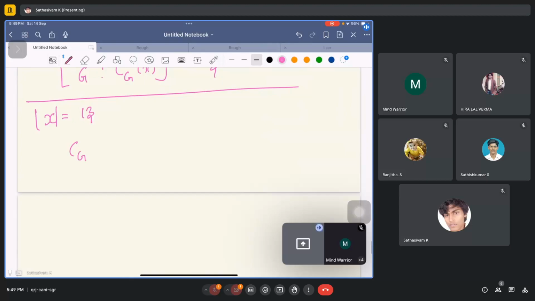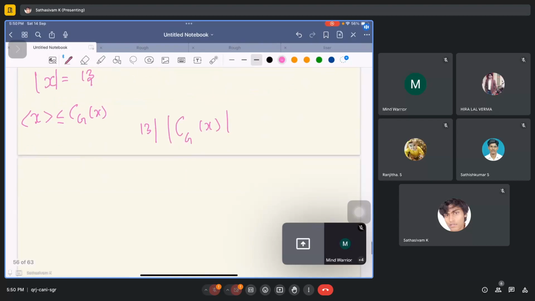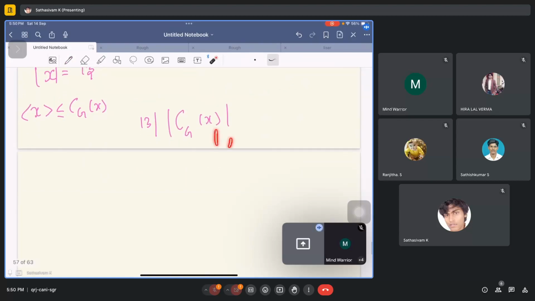So let's do the same thing again. We look at the centralizer of x in G. The centralizer contains the subgroup generated by x. So this has an order greater than or equal to 13, right? I cannot write something like this, this is wrong. So 13 divides the order of the centralizer. So the possible orders are actually 1, 3, 13, and 39.